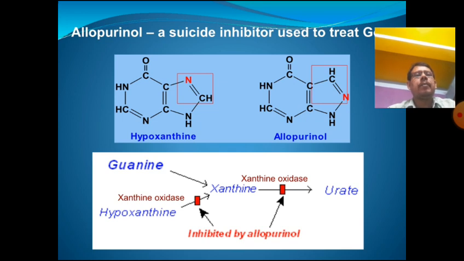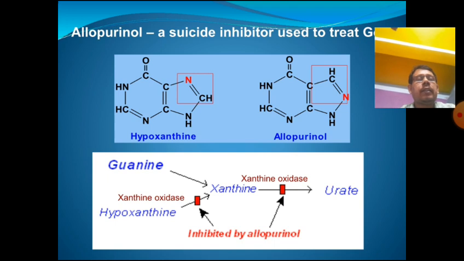Allopurinol is an inhibitor, actually. Guanosine and hypoxanthine are converted to xanthine and then to urate by xanthine oxidase. Allopurinol is a good drug for the direct inhibition of xanthine oxidase. If xanthine oxidase is inhibited, then hypoxanthine cannot be converted to xanthine, or xanthine to urate. So allopurinol is the most useful and promising drug for the treatment of gout.